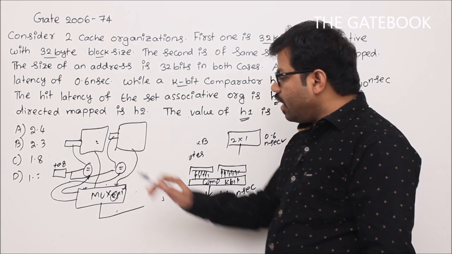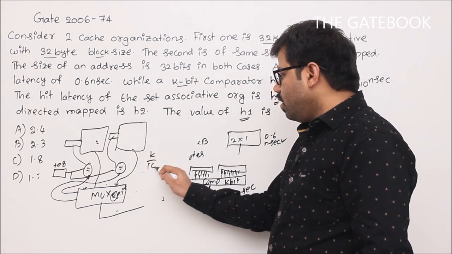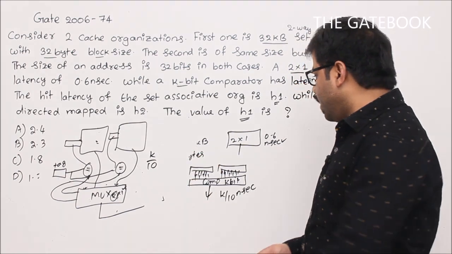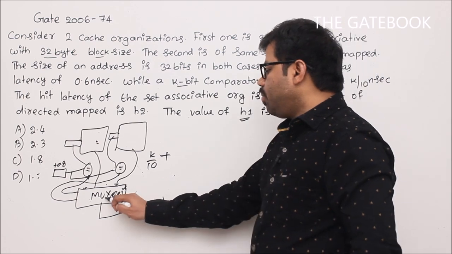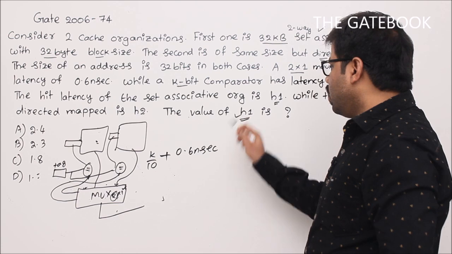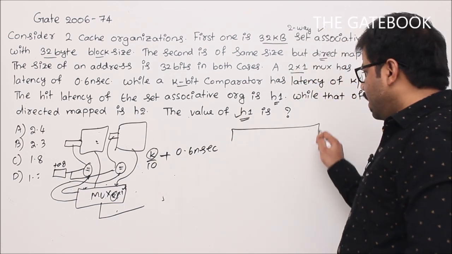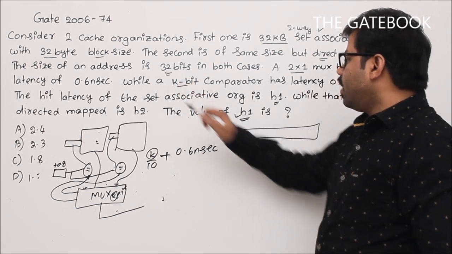Now what is the delay? The delay, if you see, comparator delay is k by 10, which is given, I'm assuming that the comparator size is k. We have not calculated yet, right? So that takes k by 10 nanosecond plus one multiplexer delay 0.6 nanosecond, which is the answer for our H1. So k depends on the main memory size and everything, correct? Let us take the main memory address size. What is given? 32 bits.